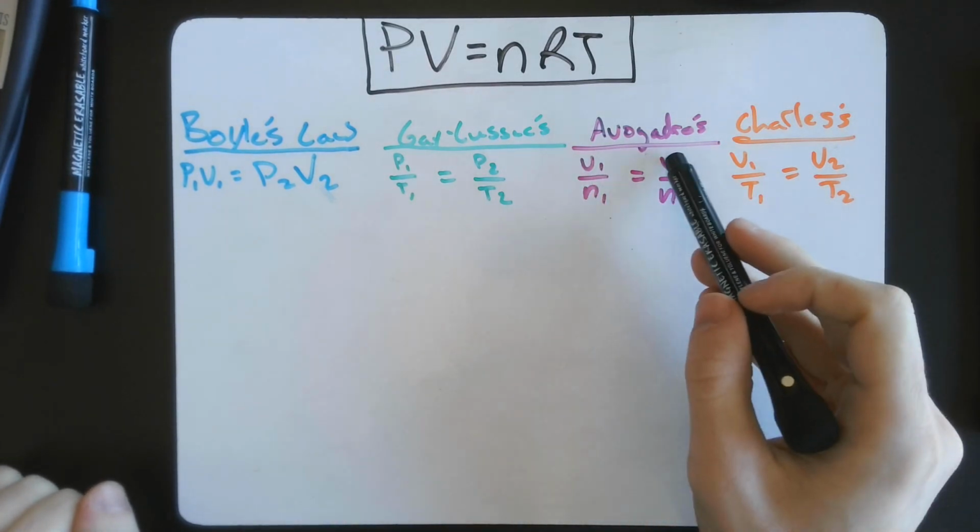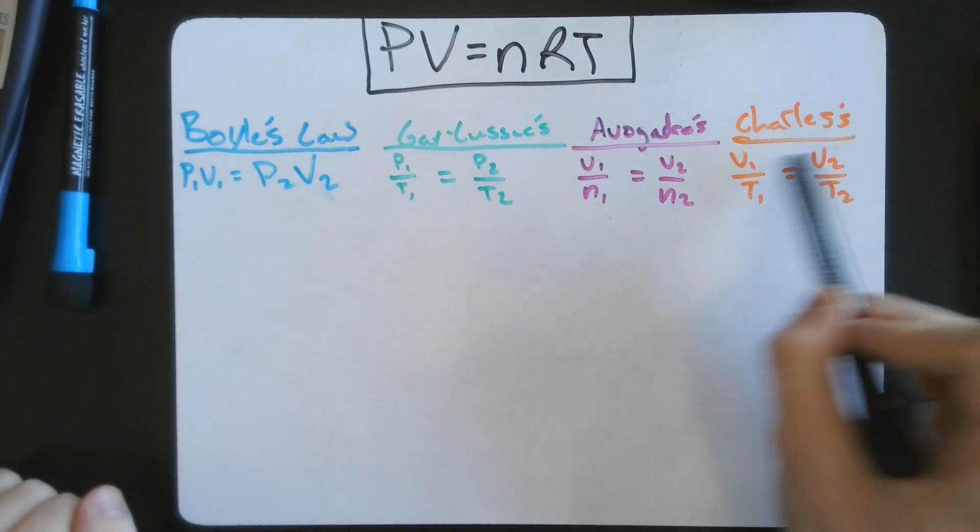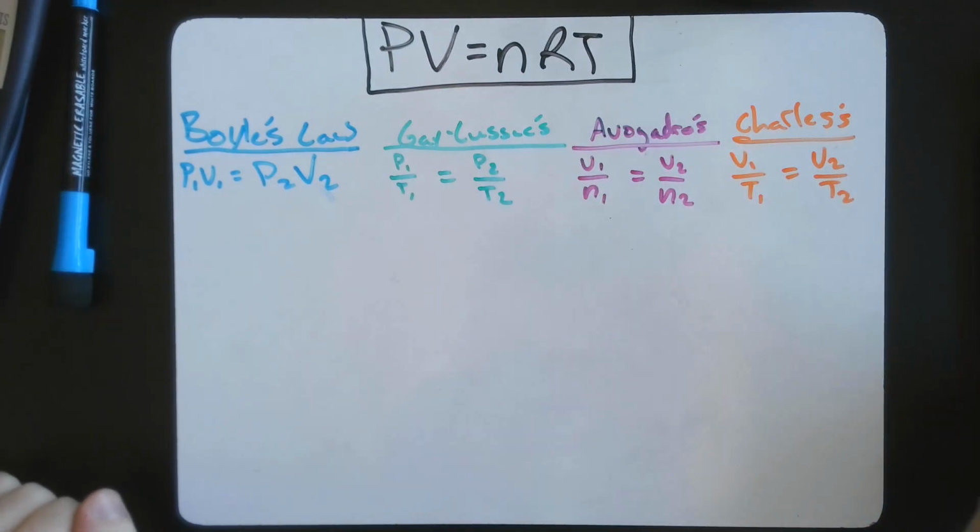Gay-Lussac's law, Avogadro's, and Charles's three laws, these are all direct relationships. So for example, if we were looking at Charles's law, as the volume increases, so does the temperature. But these are concepts that I would hope you already know. The reason I'm making this video is because I want to talk a little bit about where R comes from, what R means, and why it is important in this unit.